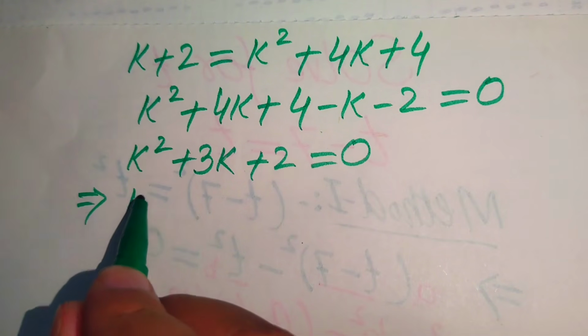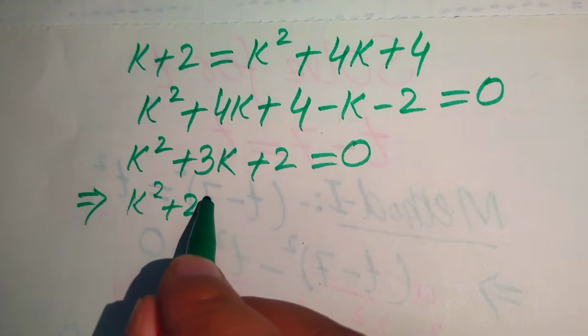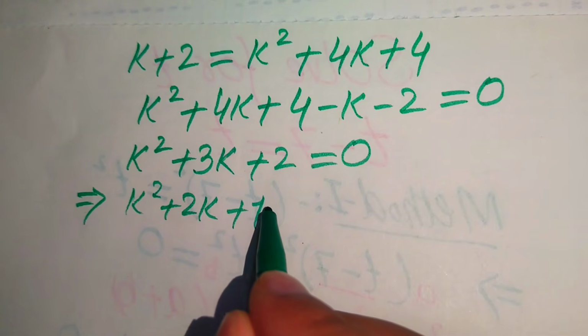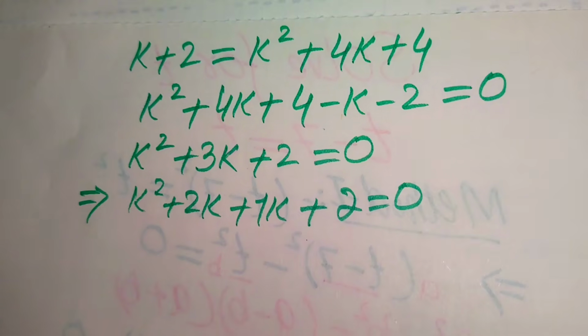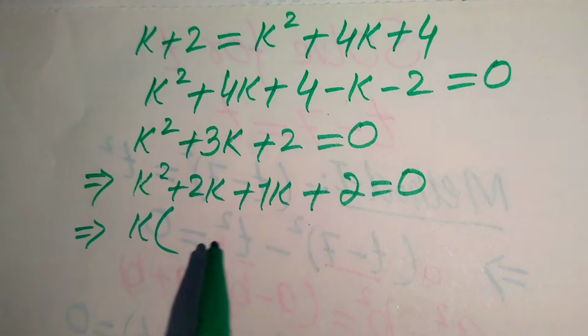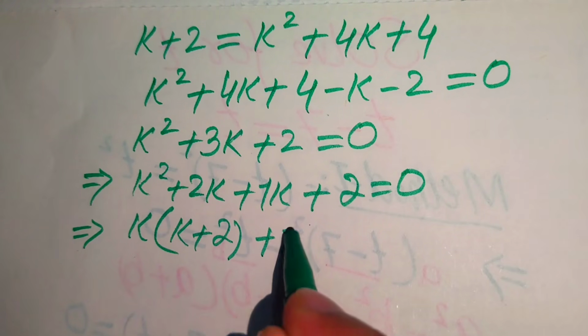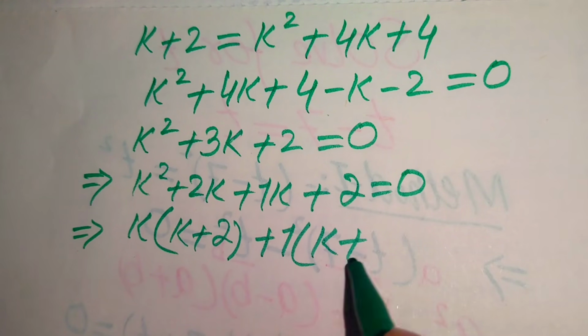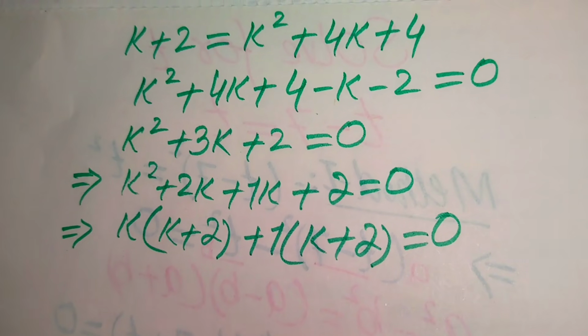So for this we break the middle term, as this is 3k, we write it as 2k plus 1k plus this is 2, and this whole equation is equal to 0. So in the first two terms we will take common k from here, and when we take common k we get the remaining values k plus 2, and here we take common 1 and we get the remaining values k plus 2, and this whole equation is equal to 0.